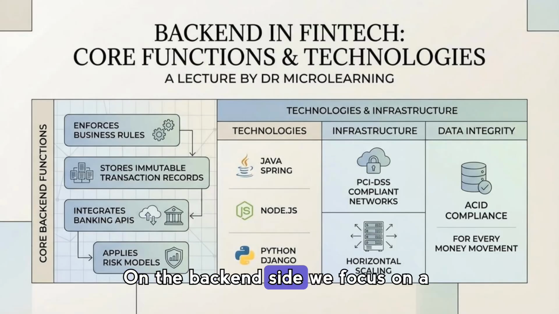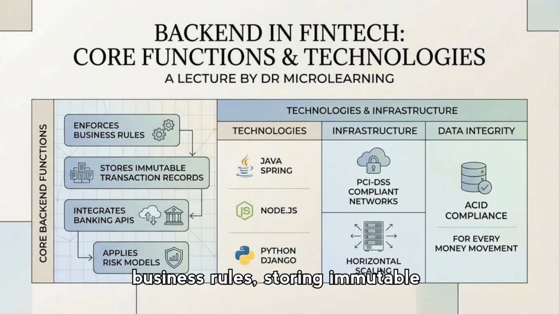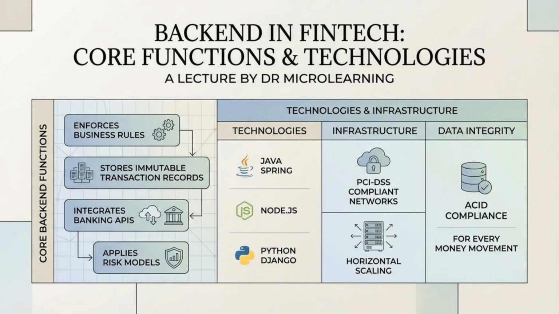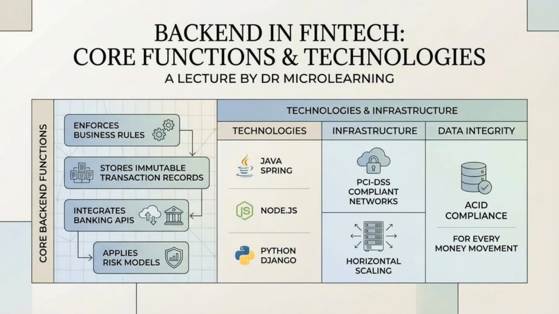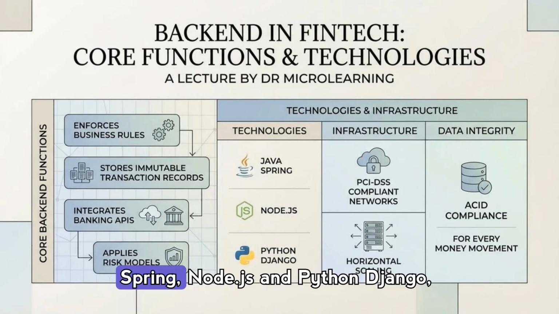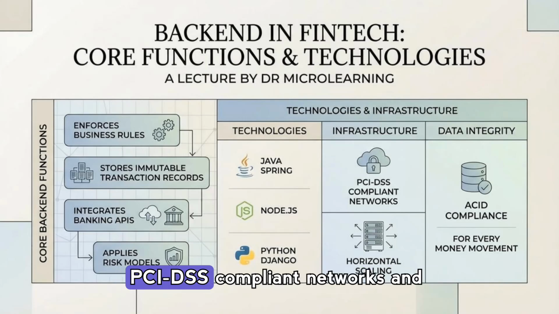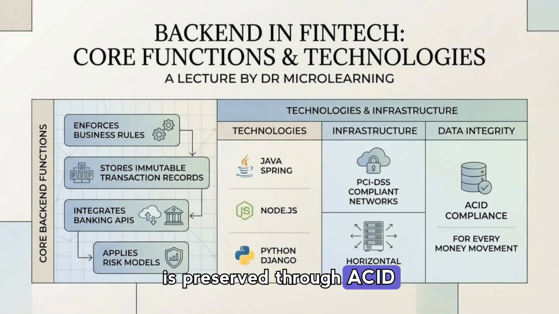On the back-end side, we focus on a few core responsibilities: enforcing business rules, storing immutable transaction records, integrating with banking APIs, and applying risk models in real time. Typical technology choices include Java Spring, Node.js, and Python Django, while infrastructure patterns rely on PCI DSS compliant networks and horizontal scaling, and data integrity is preserved through ACID guarantees for every money movement.